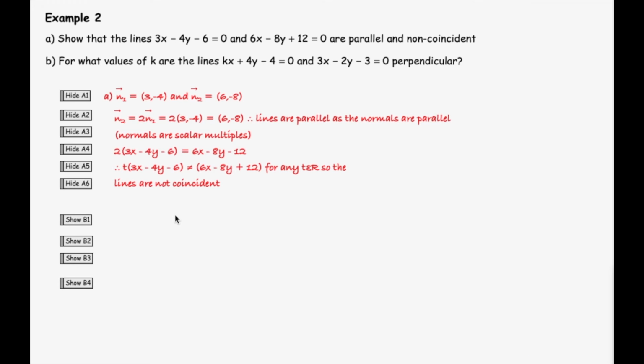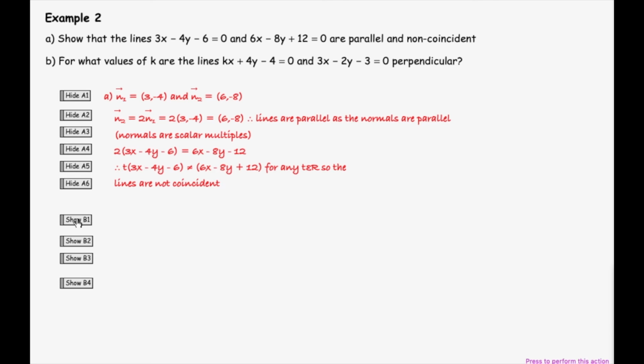Now, the next one is asking for what values of k would these two lines be perpendicular? And again, I do not want you working with the slopes. This is a calculus and vectors course. These are Cartesian equations of lines, so I'm going to choose to work with normals. If they gave me the vector equations of the lines, then I could do this work with direction vectors. But Cartesian form, we're going to use the normals.